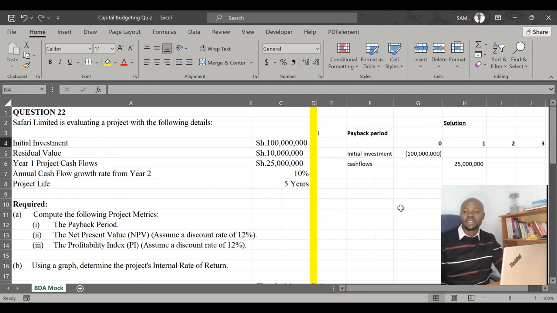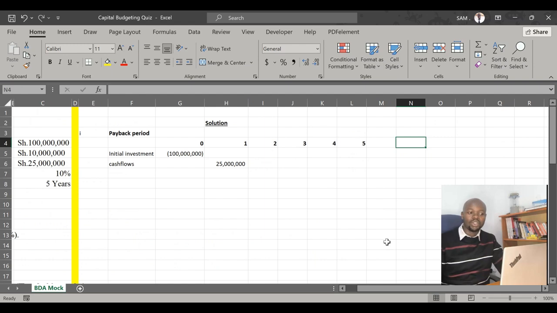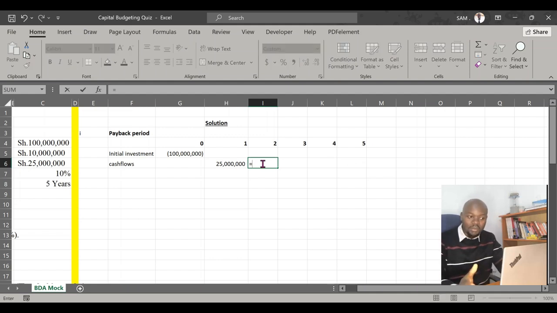So how do we apply growth rate? Advanced Excel knowledge will become handy here, and forecasting. So we are going to apply the 10% growth rate to the 25 million as from year 2 to year number 5. How are we going to do that? Come to the cell cash flow under year 2. Put an equal sign. Then we are going to apply the growth rate in 2 ways. You go with the one you're comfortable with.